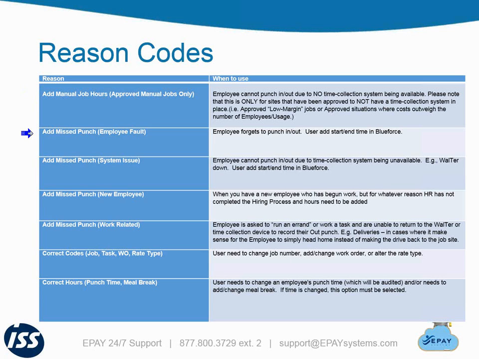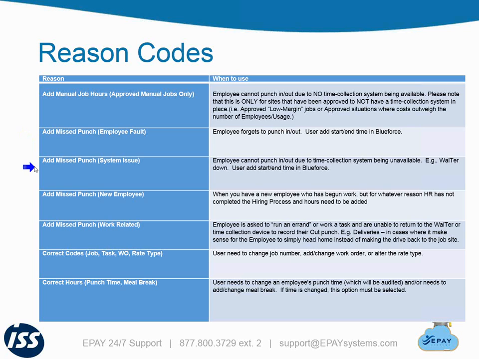Second one on the list is add miss punch, employee fault. This is just straightforward. This is the one you're probably going to use the most. If an employee misses a punch, maybe they forget to punch in this morning, but they do punch out, you're going to go to the time card and see an out punch sitting there by itself, and you have to correct that line to make it a valid punch. So you're going to edit the time card, fix that in punch, and put a code of add miss punch, employee fault. Anytime it's the employee's fault, they basically forgot to punch in or punch out, you want to note it as employee fault.